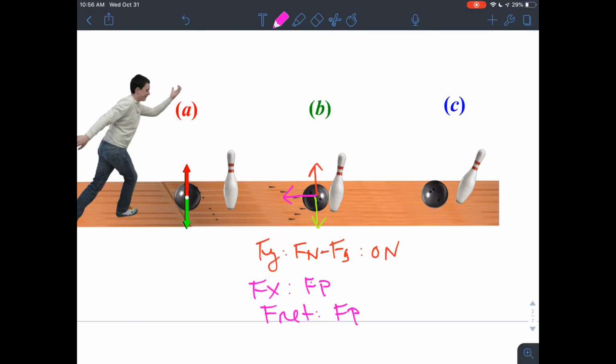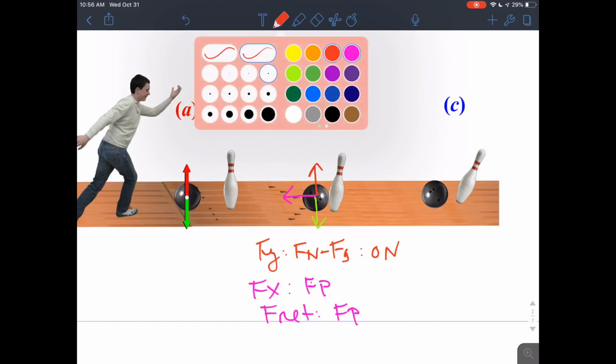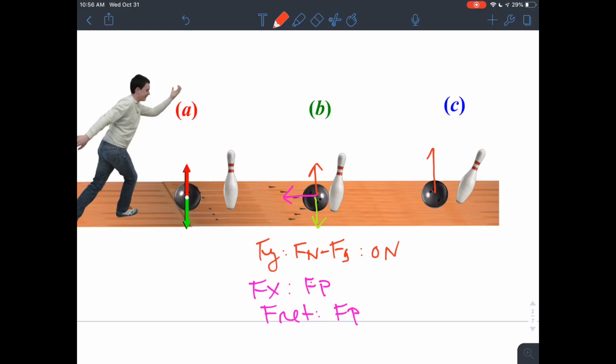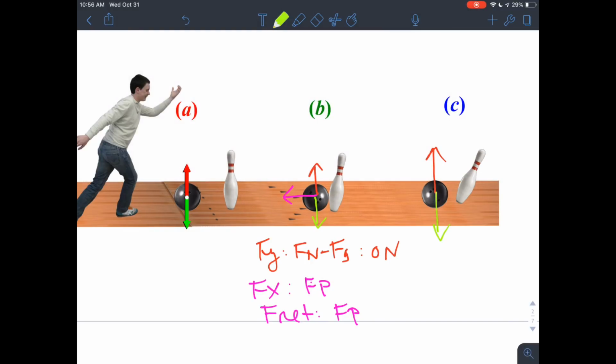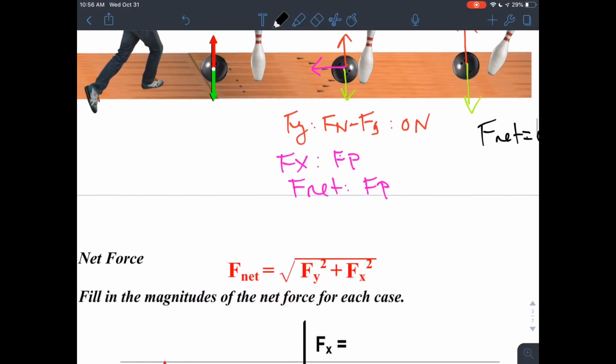After the ball has knocked the pin away, we go back and look at what forces are on the ball again, and in this case, we've got the floor pushing up, we've got the earth pulling down, and again, our F net is 0 newtons because the Fn and the Fg cancel out. So our ball will continue on down the lane with a constant velocity, not accelerating.